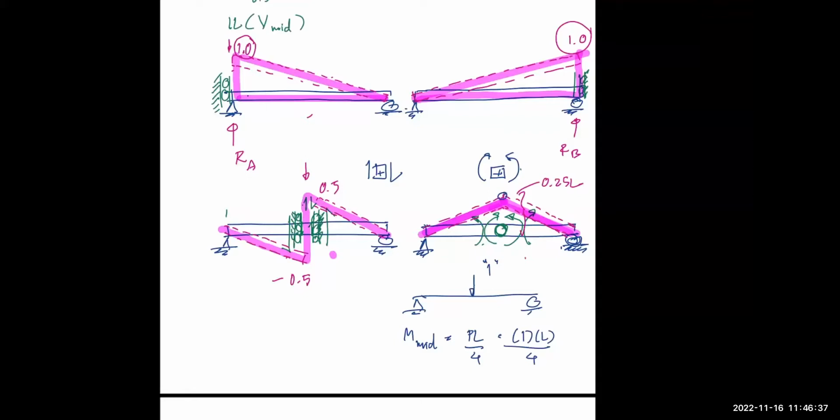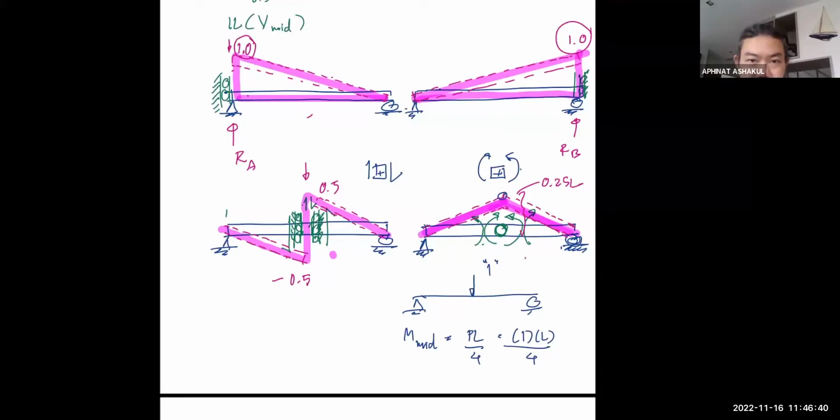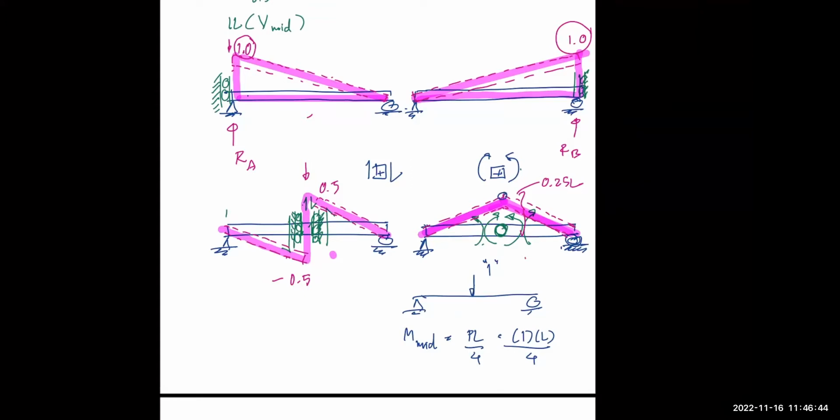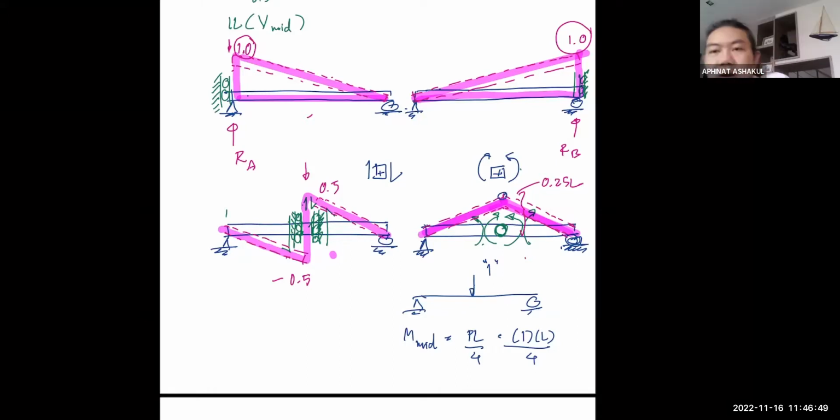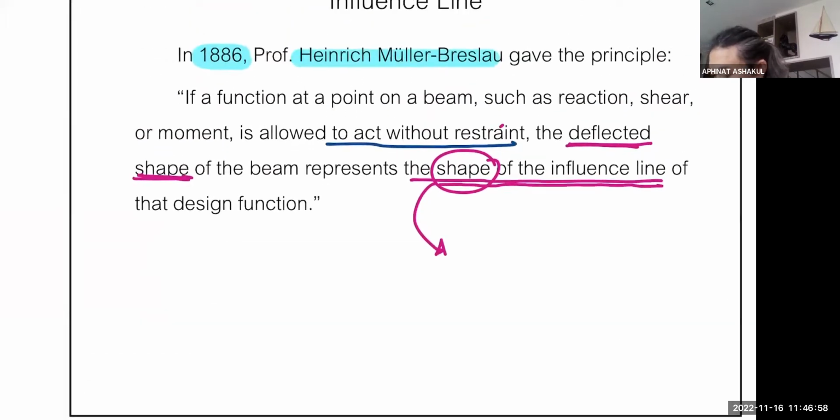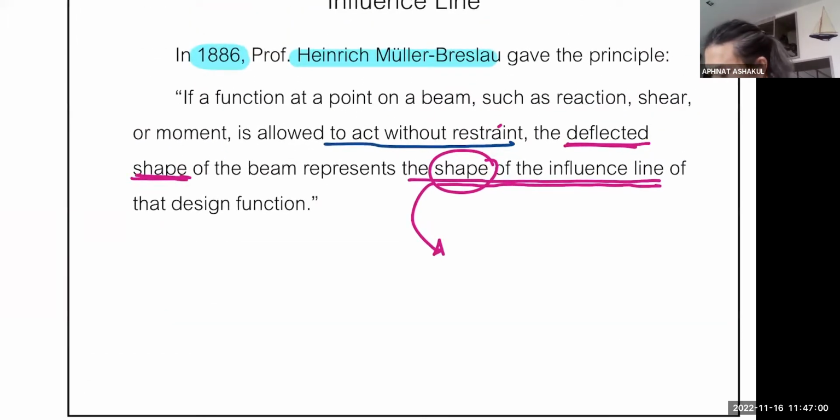I have a question, please. Why do you need to put a roller on midspan or on the reaction at RA? Because we try to make use of the principle given to us by Professor Muller-Breslau. Okay, he says here, this is the key word, lady: the function allowed to act without restraint.